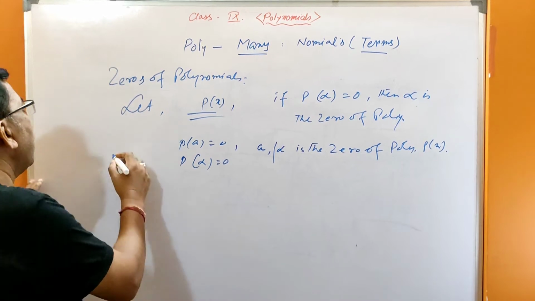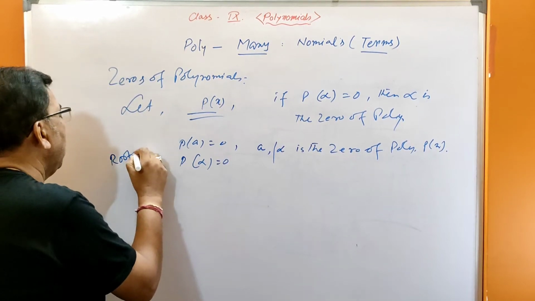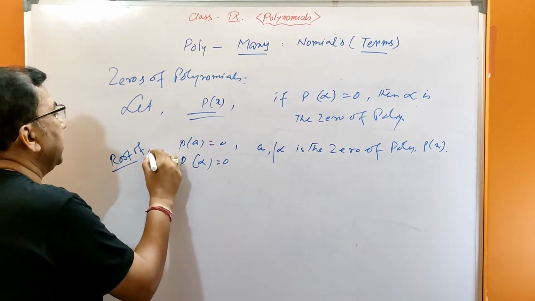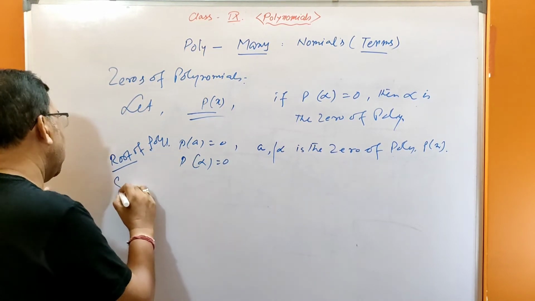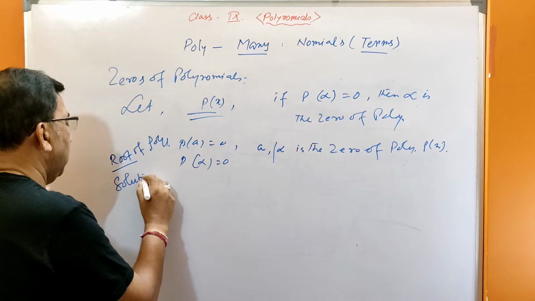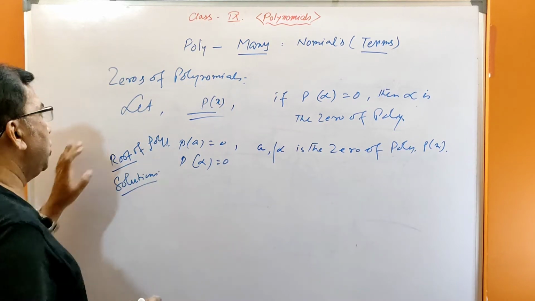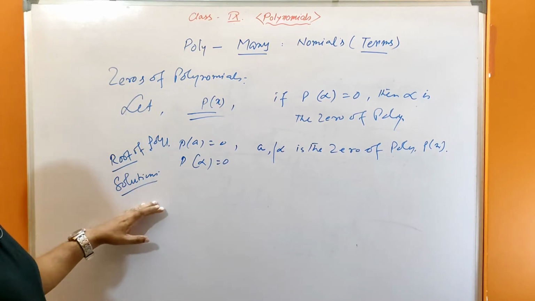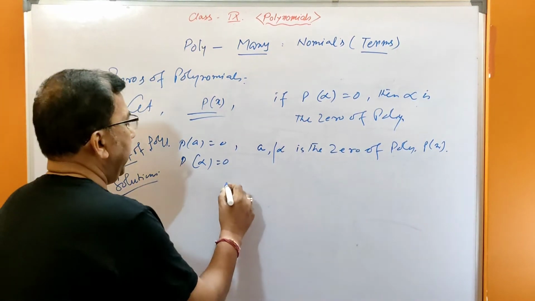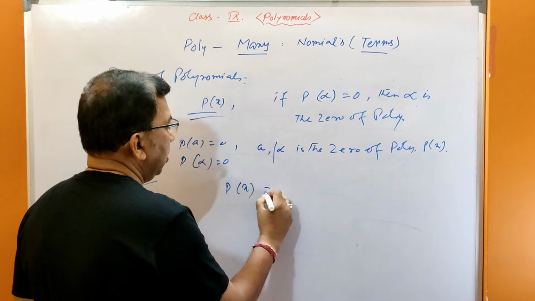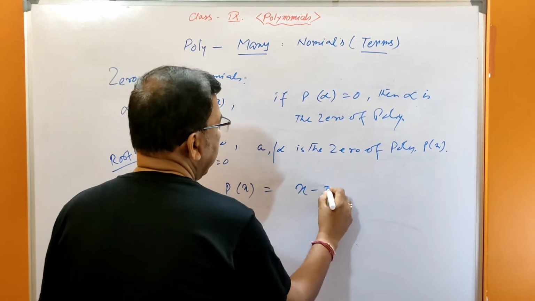These zeros of polynomials can also be considered as the roots of the polynomial, or the solutions of the polynomial. You can tell zeros or roots or solutions. Suppose px equals x minus 2.